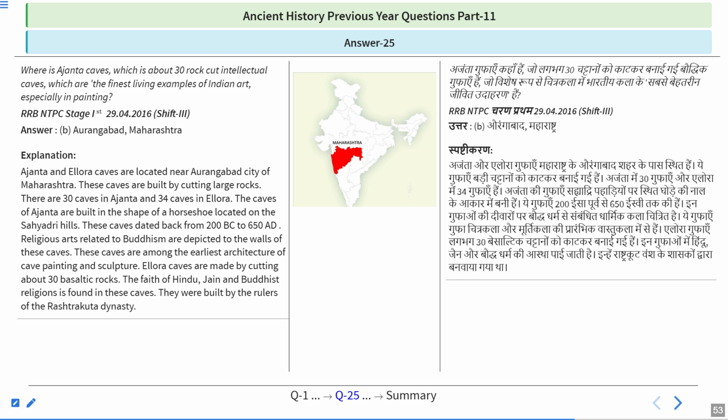These caves are built by cutting large rocks. There are 30 caves in Ajanta, 34 caves in Ellora. Caves of Ajanta are built in the shape of a horseshoe located on Sahyadri Hills. These caves dated back from 200 BC to 650 AD. Religious arts related to Buddhism are depicted on the walls of these caves. These caves are among the earliest architecture of cave paintings and sculpture. Ellora caves are made by cutting about 30 basaltic rocks. The faith of Hindu, Jain and Buddhist religion is found in these caves. They were built by the rulers of the Rashtrakuta dynasty. So do remember the answer is Aurangabad, Maharashtra.